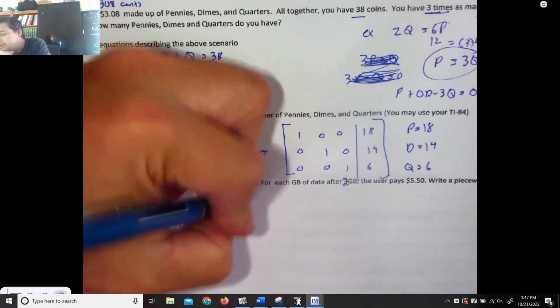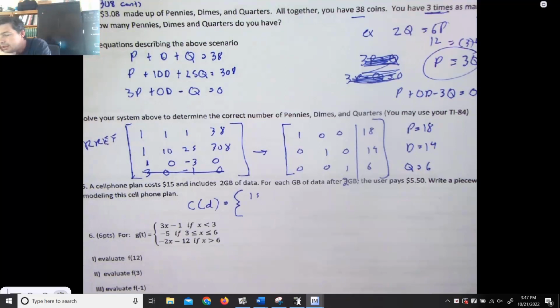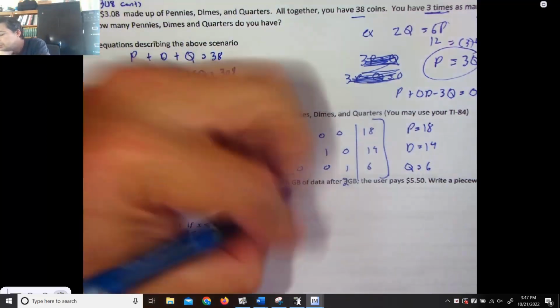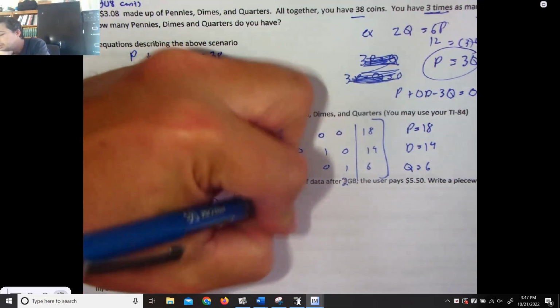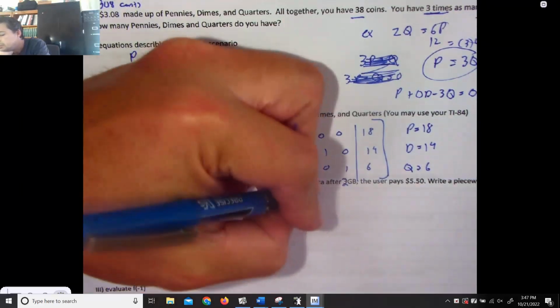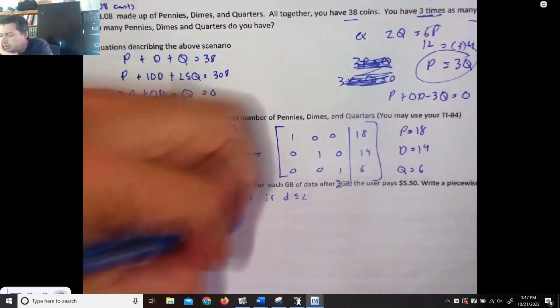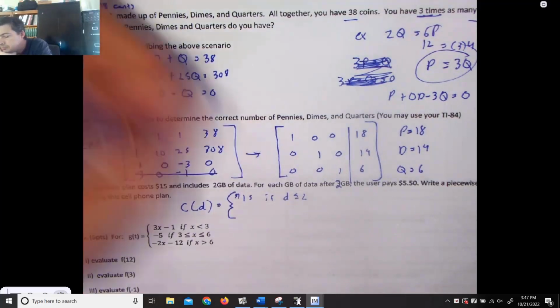You're going to pay $15 so long as the data that you use is less than or equal to 2. If the data is less than or equal to 2, I hope you understand that line. No matter what, you're paying $15, right?